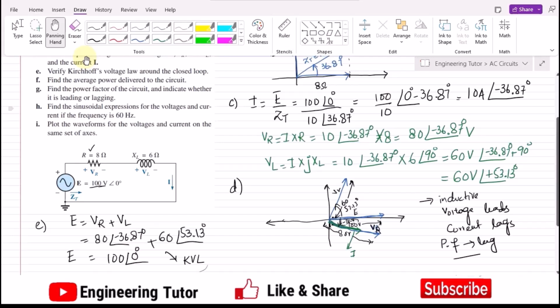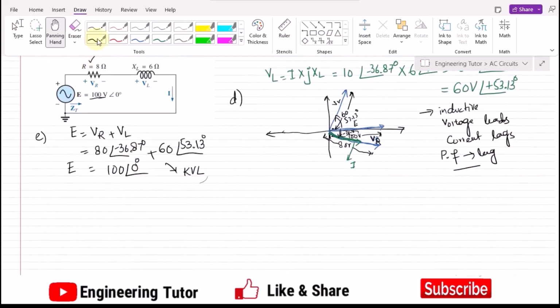Similarly, find the average power delivered to the circuit. In order to find the average power, this is P, the average power, so E I. As that is the average power, which contains only the real power, I also have to include the angle between the voltage and current, writing their values.